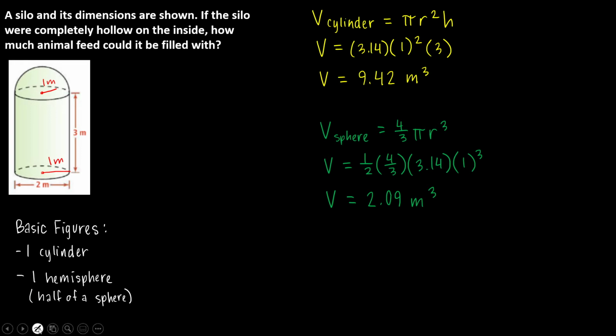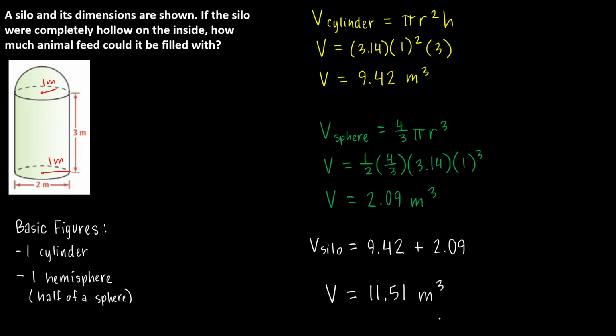So we found the volume of both parts. Now we need to find the volume of the entire figure. We're going to add those volumes together. So the volume of the silo is equal to the volume of the cylinder, which is 9.42 cubic meters, plus the volume of the hemisphere, which is 2.09 cubic meters. So the volume of the entire silo, if it were completely hollow, would be 11.51 cubic meters.